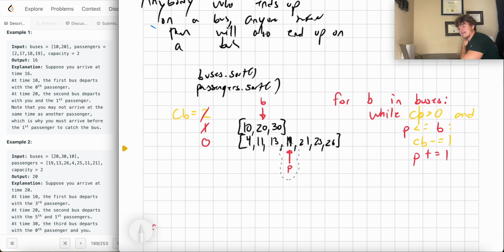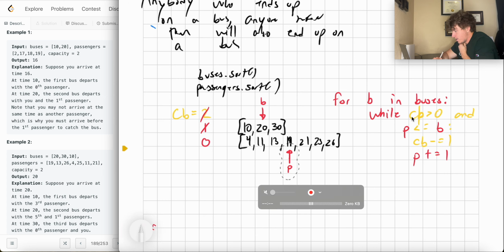All right, now we get to 19. And we say, okay, do we have capacity on the bus? No. We don't have capacity on the bus.